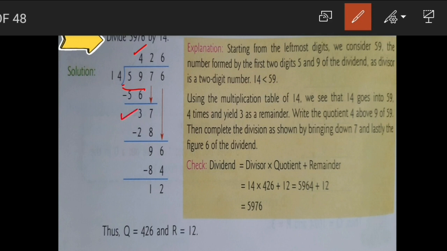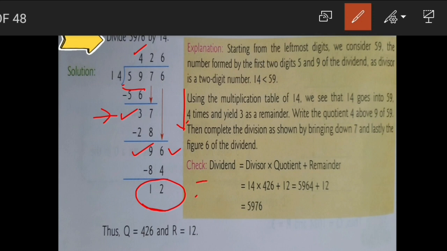After subtraction, we have to bring down. So, we will bring down 7. So, this number will become 37. Now, because it is 37, we will take 14 2s that is 28. We will subtract and get 9. Again, we will bring down 6. It will become 96. Then 14 6s is 84, and finally, we got the remainder, that is 12.